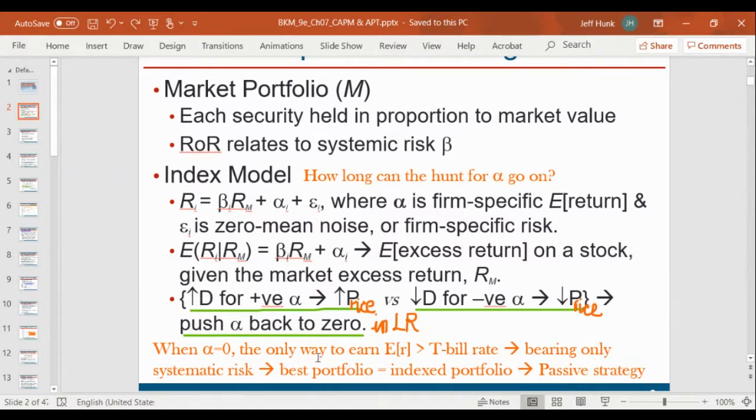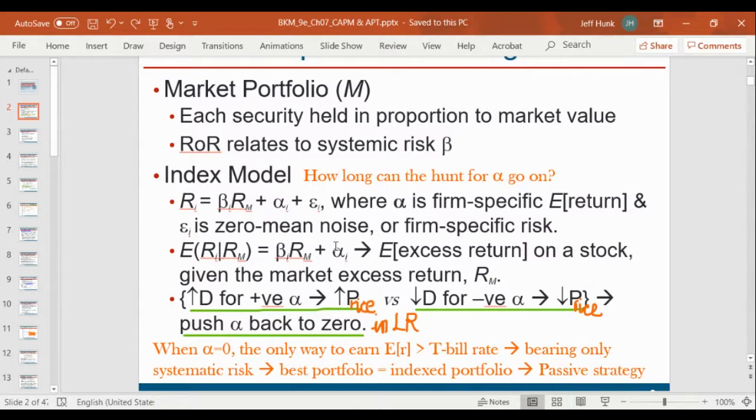When alpha is zero, the only way to earn expected return greater than T-bills is by bearing systematic risk, right? Beta. It comes only from beta, because alpha is zero. And mathematically, that is. That's why I love math. It makes everything logically quite self-evident, right?